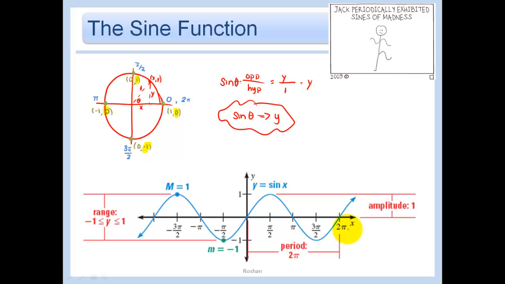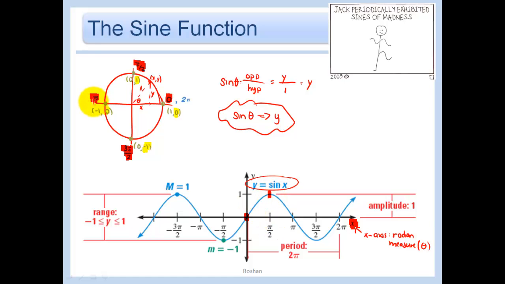Now look at our graph here. On the x-axis, I'm going to be plotting radian measures, which is simply my theta. And on the y-axis, I'm going to be plotting y equals sine theta. So this is going to be my x-axis stuff. At 0, I plot the point (0, 0) right there. At pi over 2, I plot the point (pi over 2, 1).